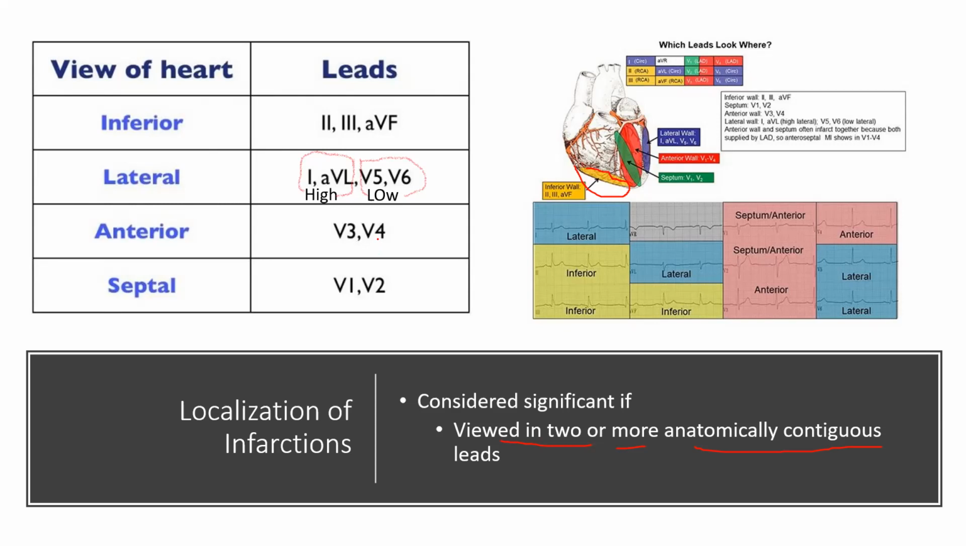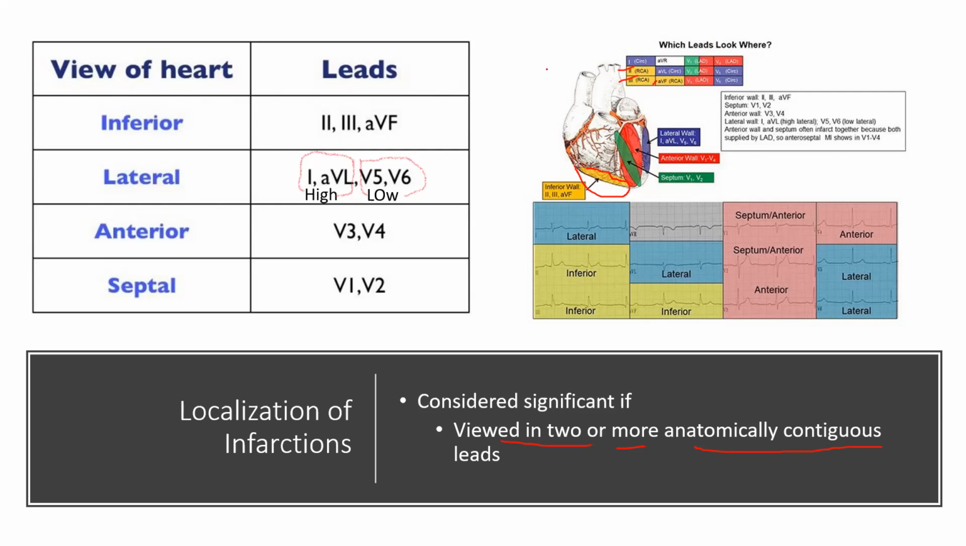Okay? So, to better understand the term contiguous leads, look at the color-coded image on the right side of the slide. The colors were added so that you can quickly see the areas of the heart viewed by the same leads. So again, inferior leads are going to be leads 2, leads 3, and AVF. They're all colored yellow.